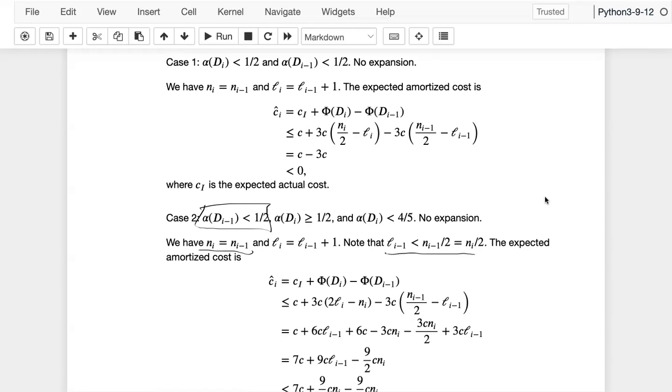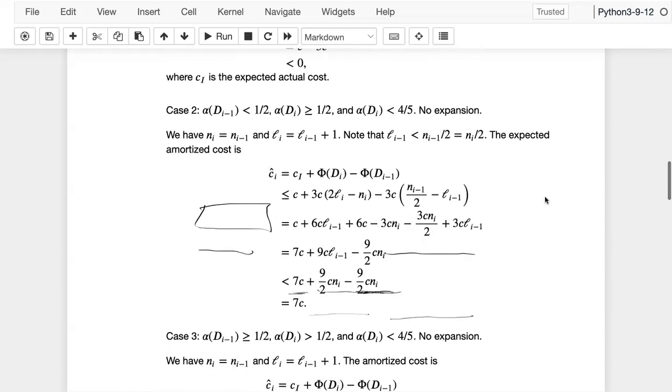Then we can compute the expected amortized cost. This is the actual cost, and this is the difference between the potential before and after the insertion. Because of the boundary condition, for phi of d sub i we use this form of the potential, and for phi of d sub i minus 1 we use this one, and then we just do some manipulation and figure out what it is equal to.